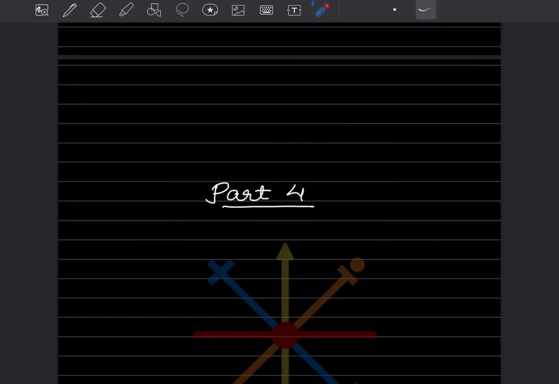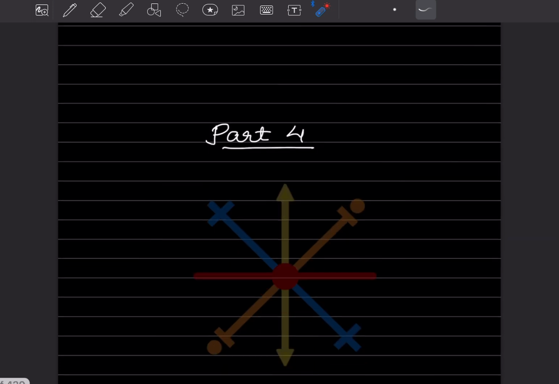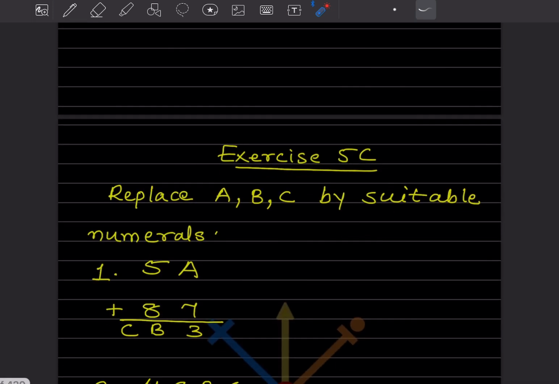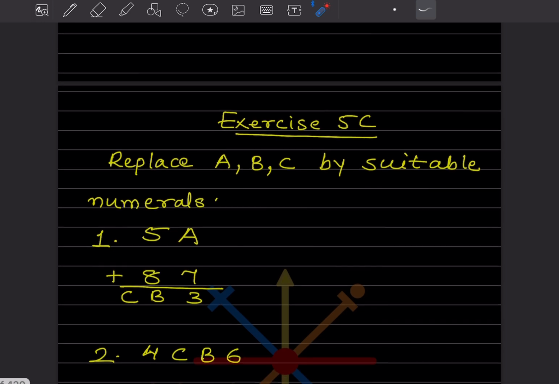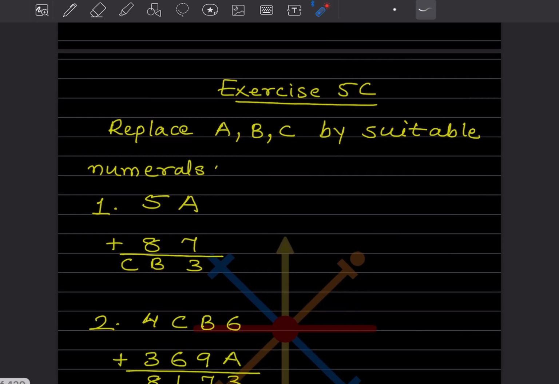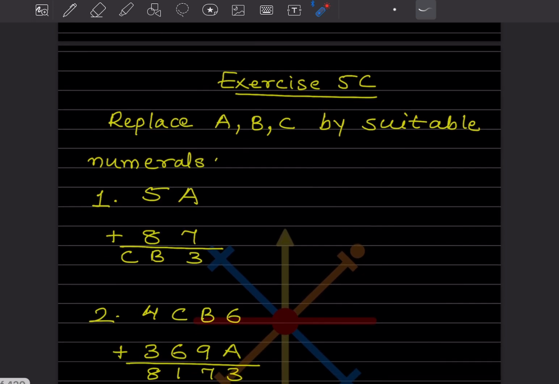So today let us see part 4 of the same topic, that is playing with numbers. In that we already did the previous exercises. So now we will go with exercise 5C. Here they said replace A, B, C by suitable numbers. You can see here A, here B and this C.